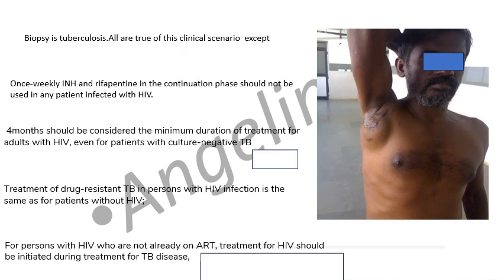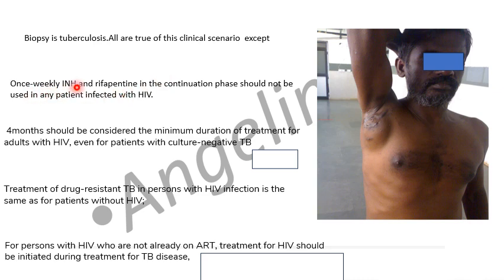Now, you have done a biopsy. It has come as tuberculosis. All are true of this clinical scenario except, and there was a recall question asking for one anti-tuberculous drug which is contraindicated in your HIV patients. So that is why I made these slides. But I thought I'll pull in some more clinical stuff there.